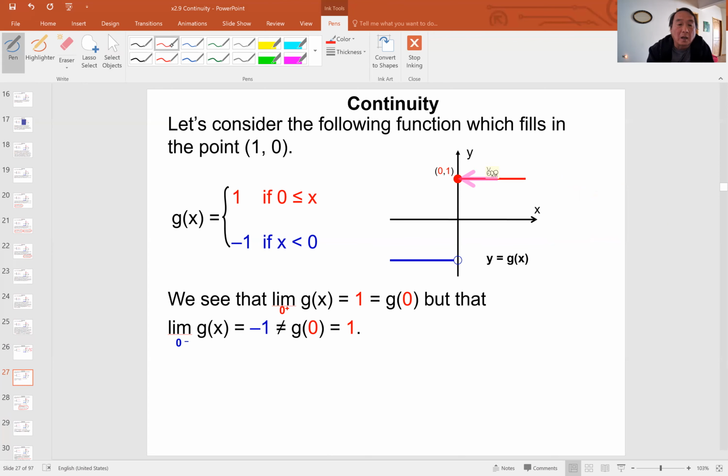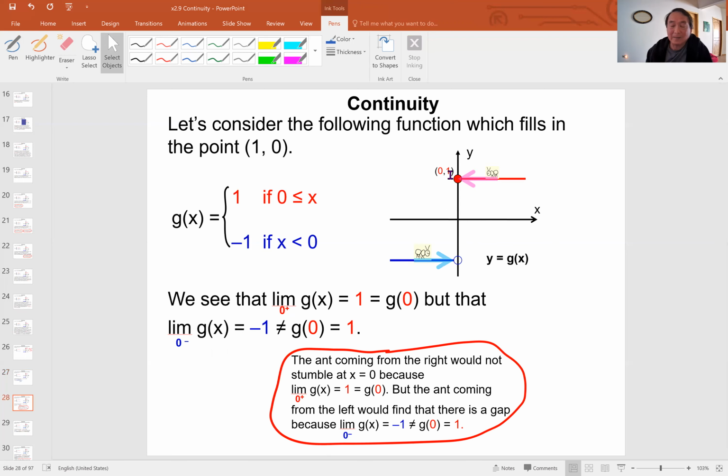But if you were to do this on the left-hand side, you expect to see -1, but the function value at 0 is not -1. It is positive, up on the red line. Therefore, it's not left continuous.